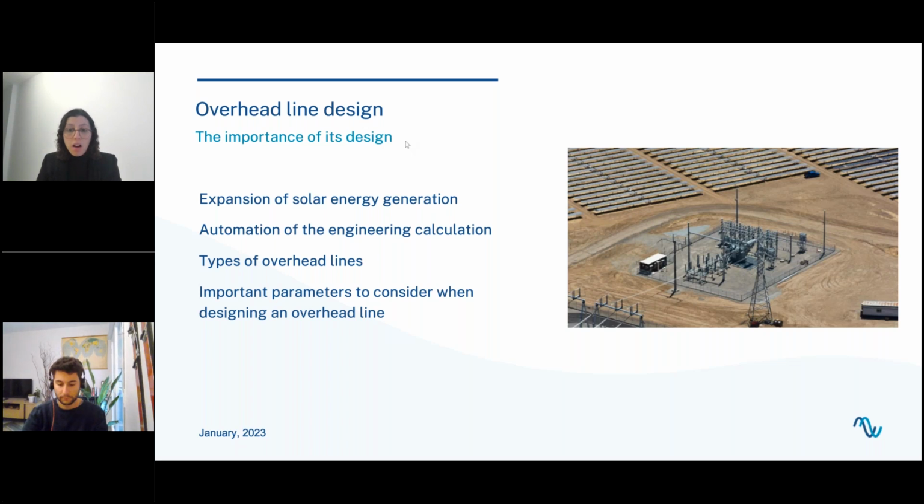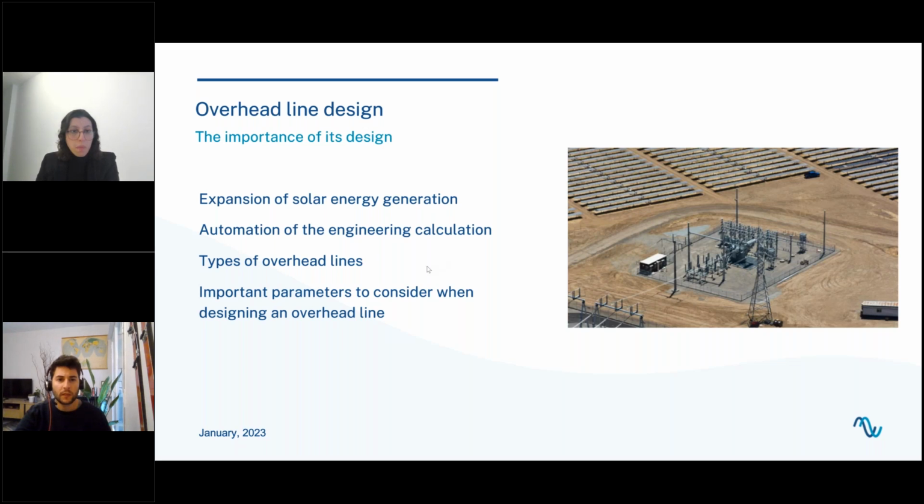And from there, we consider three main parameters that we link, which are the voltage, the capacity and the length of the line, and these are very important for us. Apart from that, we also consider the environmental conditions, which are very important: high temperature, wind, ice. All of these environmental conditions are important in calculating the electrical and mechanical calculations, hence sizing the overhead line.